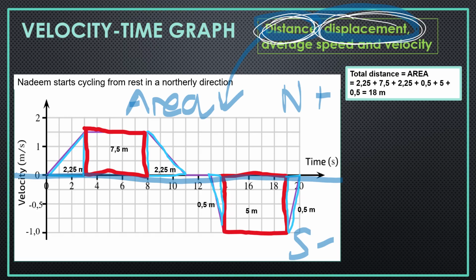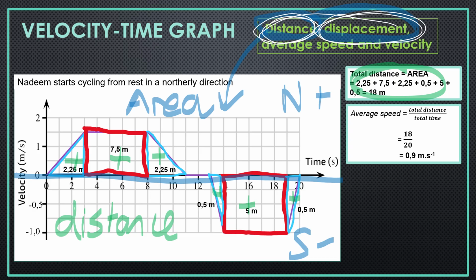So when we calculate distance, it is the area under the graph, but we just add everything together. Why? Because remember, guys, distance is a scalar. Direction does not have an influence. It doesn't affect your distance. So we will just add all these little areas that we calculate to get the distance. And then if you want to find your average speed, you go total distance divided by total time. So you add up all the areas together, it's distance, doesn't matter whether the direction is north or south, and we just divide it by the total time, which is 20 according to your graph.